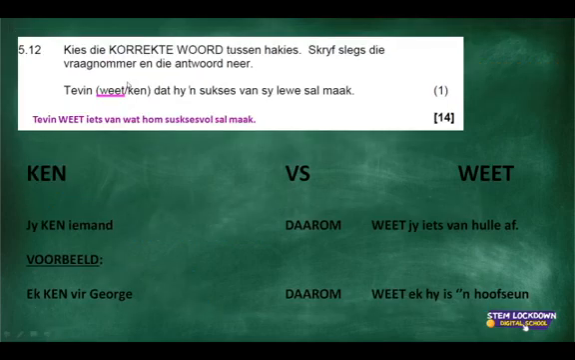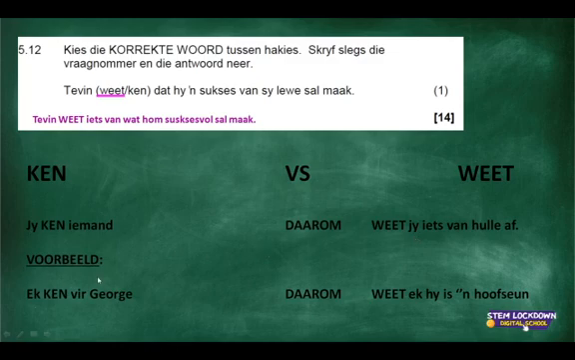Goed, dan 5.12, kies die korrekte woord tussen hakkies, skryf slegs die vraagnommer en die antwoord neer. Steven weet ken dat hy 'n sukses van sy lewe sal maak. Oh gosh, now we've got weet and ken. Okay, and they both in English mean know, and you always confuse the two. I've tried to indicate the difference. So I said jy ken versus weet. Jy ken iemand. Daarom weet jy iets van hulle af. You know someone, therefore you know something about them.